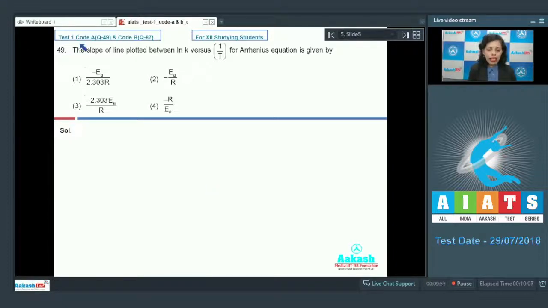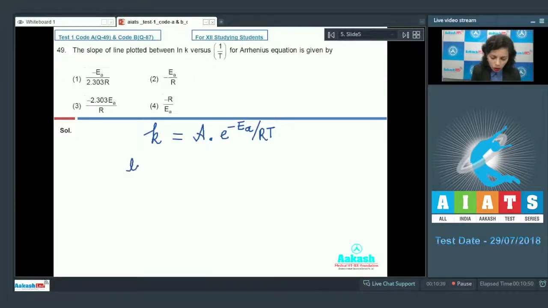We have the next question, question number 49, and it says the slope of the line plotted between ln K versus 1 by T for the Arrhenius equation is given by. In this question you just have to consider the Arrhenius equation. The Arrhenius equation is K equals A, that is the Arrhenius constant, in exponential form, e raised to the power minus Ea by RT. This is your Arrhenius equation.